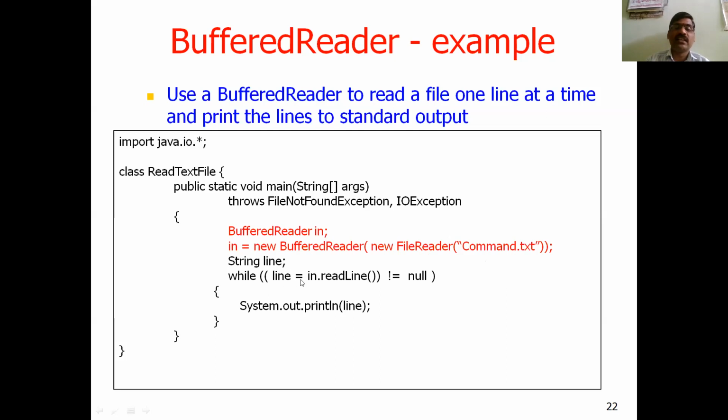Then I want to read the data line by line from command.txt. I'm reading like this: line is equal to in.readLine. In is a BufferedReader object, and in.readLine returns a string, so I am declaring line as a string. If you read a null, that means you have reached the end of file. So until you reach the end of file, you read line by line from the file and display the same line onto the standard output, that is System.out.println(line). This is a simple program which will read the text file line by line and display it onto the screen.